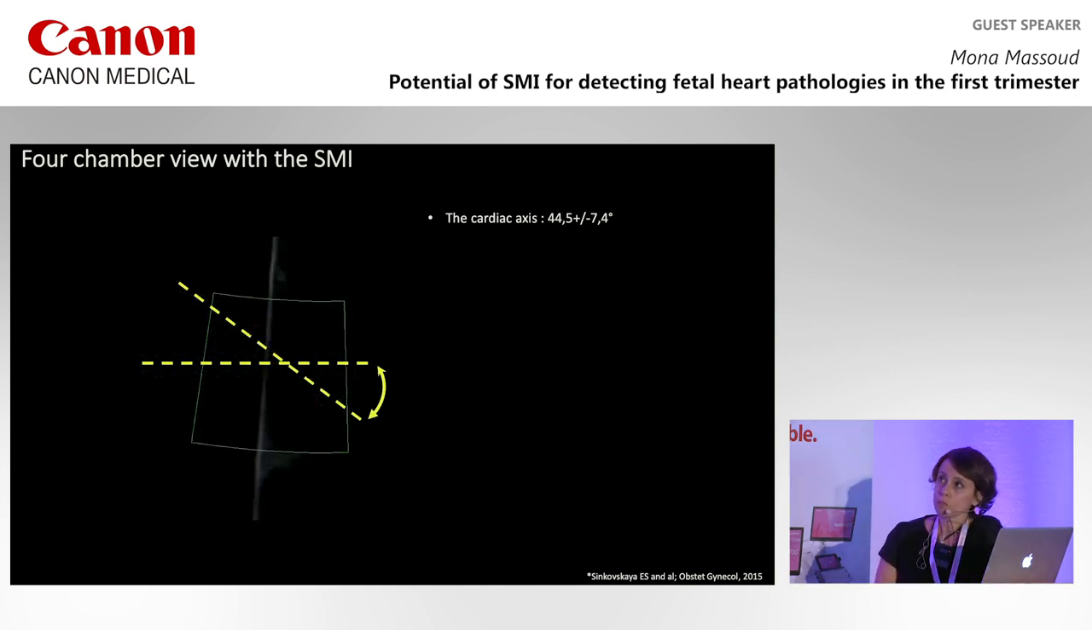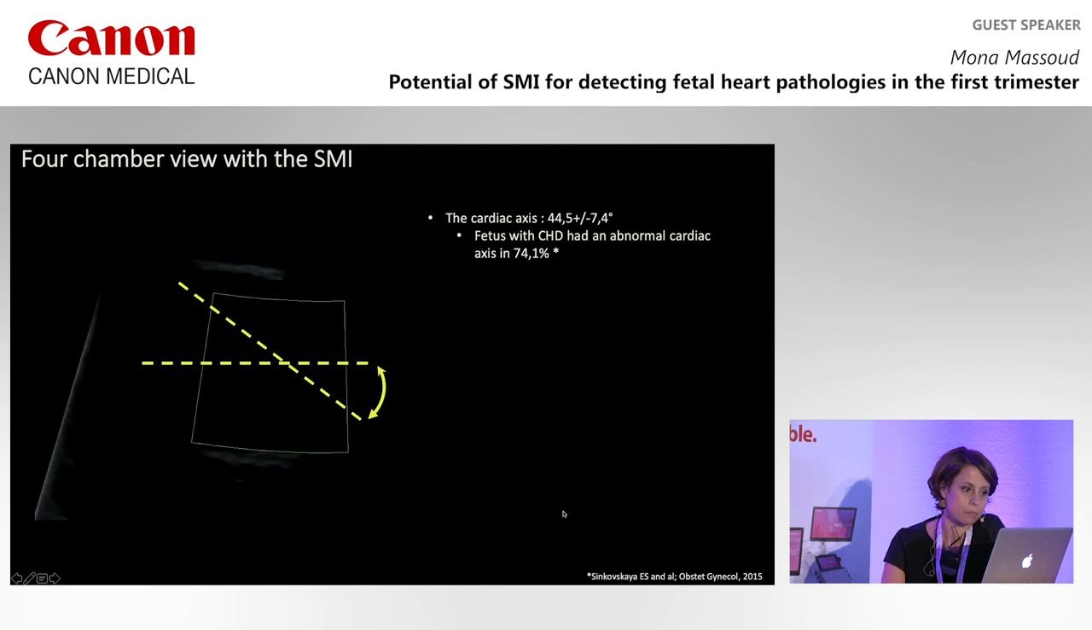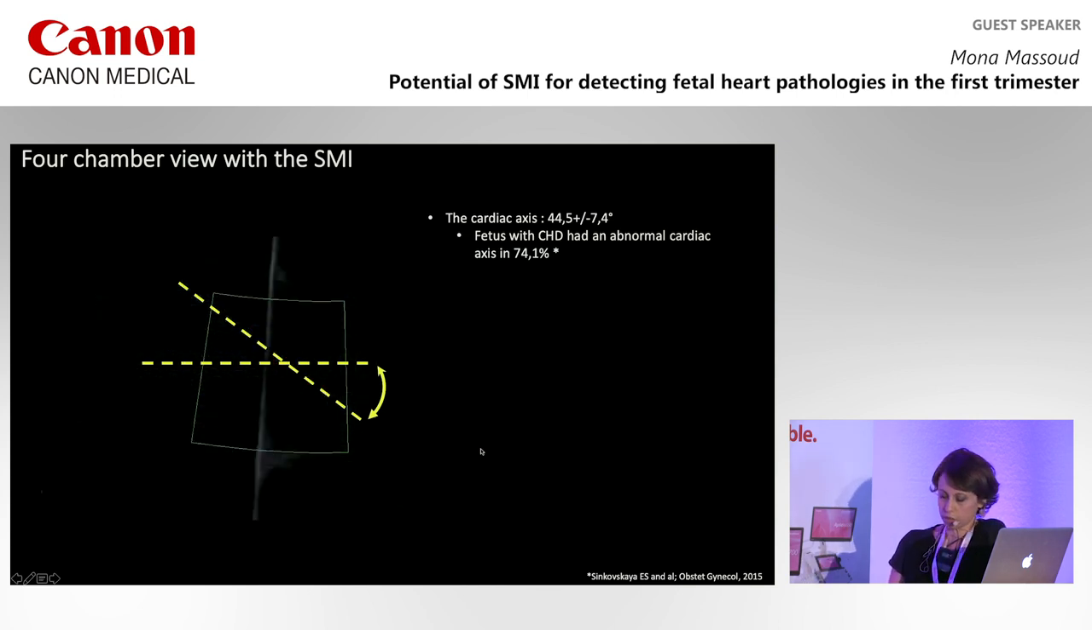So, in the four-chamber view, with the SMI, we can clearly see the axis of the heart, and the normal axis is usually about 45, 50 degrees. We can see the ventricular septum right here very well. We can recognize it. We can see the pulmonary veins. Here is the fetus at 12 weeks of gestation.